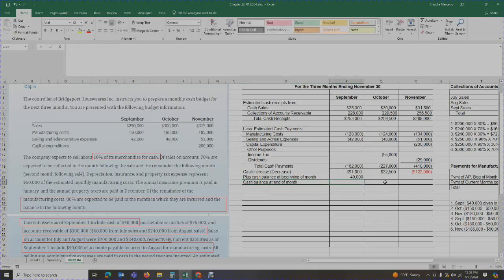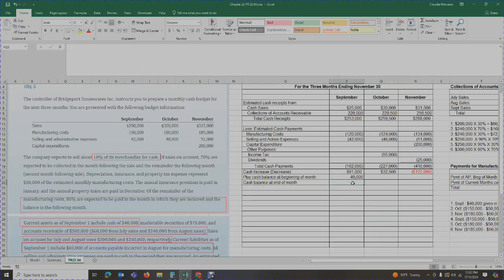Okay. So if I have $91,000 cash increase plus my beginning balance, then that's going to bring my cash balance at the end of the month to $131,000. Now at the end of the month, that is going to be your ending balance for September. Okay, so you're going to be using this figure because this figure is going to flow into the following month. So that means your ending balance for September is 131, which means that your beginning balance for October is 131.